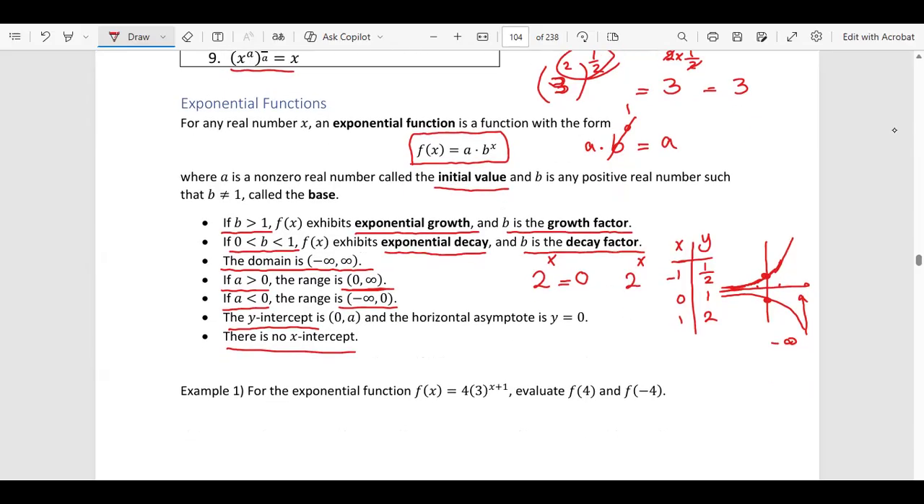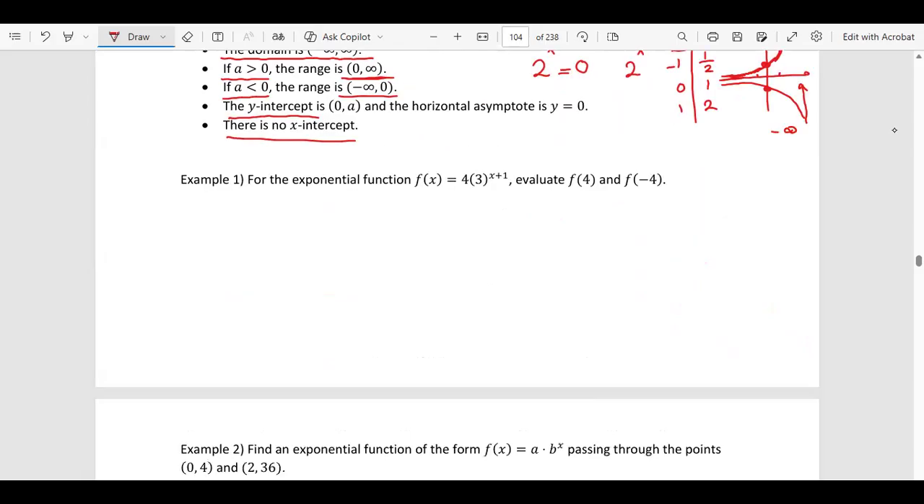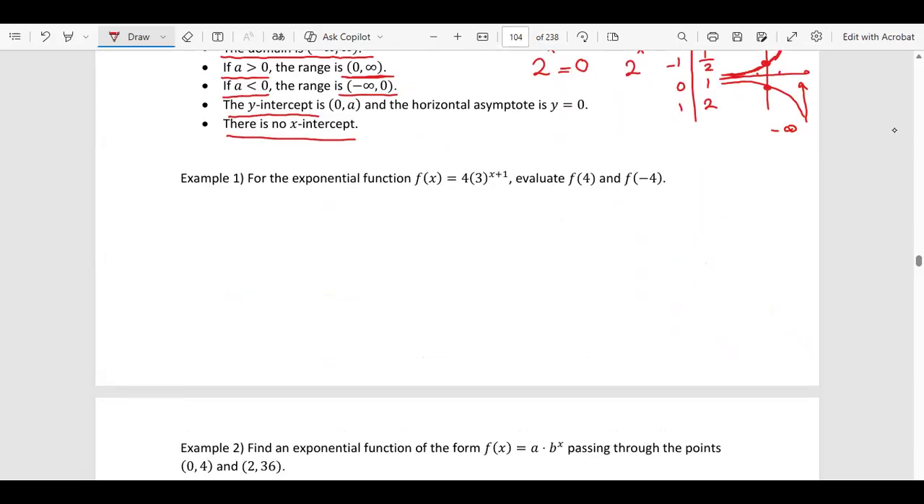Let's look at the first example. We have an exponential function and we want to evaluate it for f of 4 and f of negative 4. Evaluate means find a value, find a y value when x is given to you. When it says find f of 4, that means find a y value if x is 4. So you just write the whole function down and replace the x by 4.